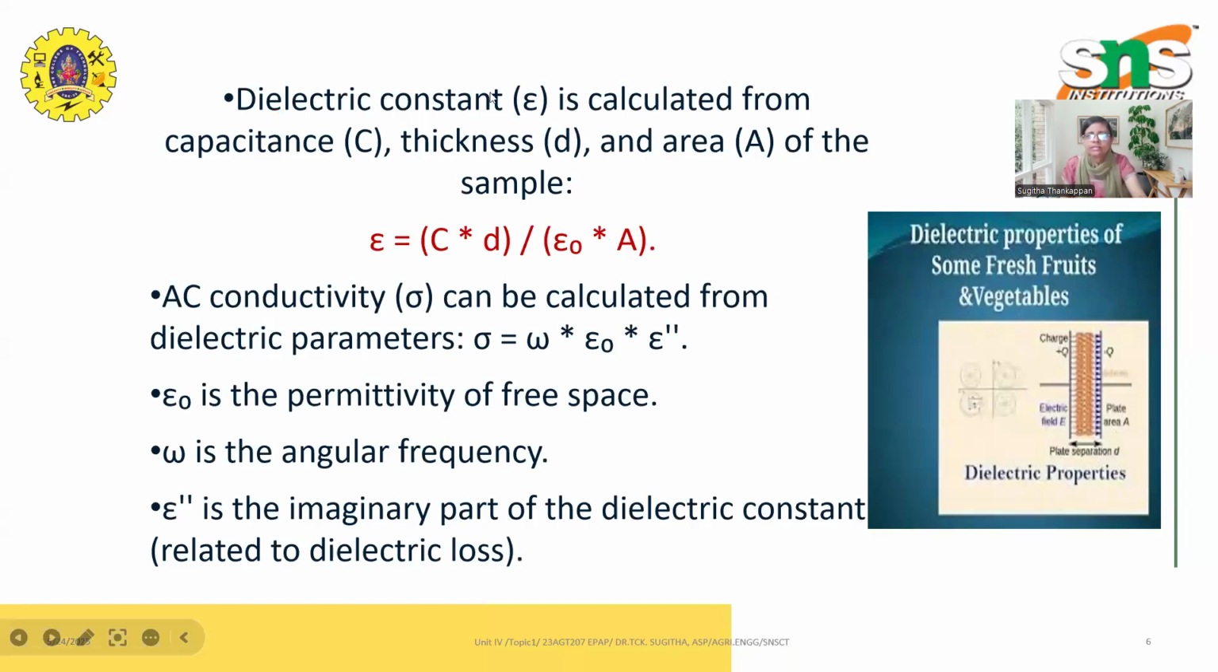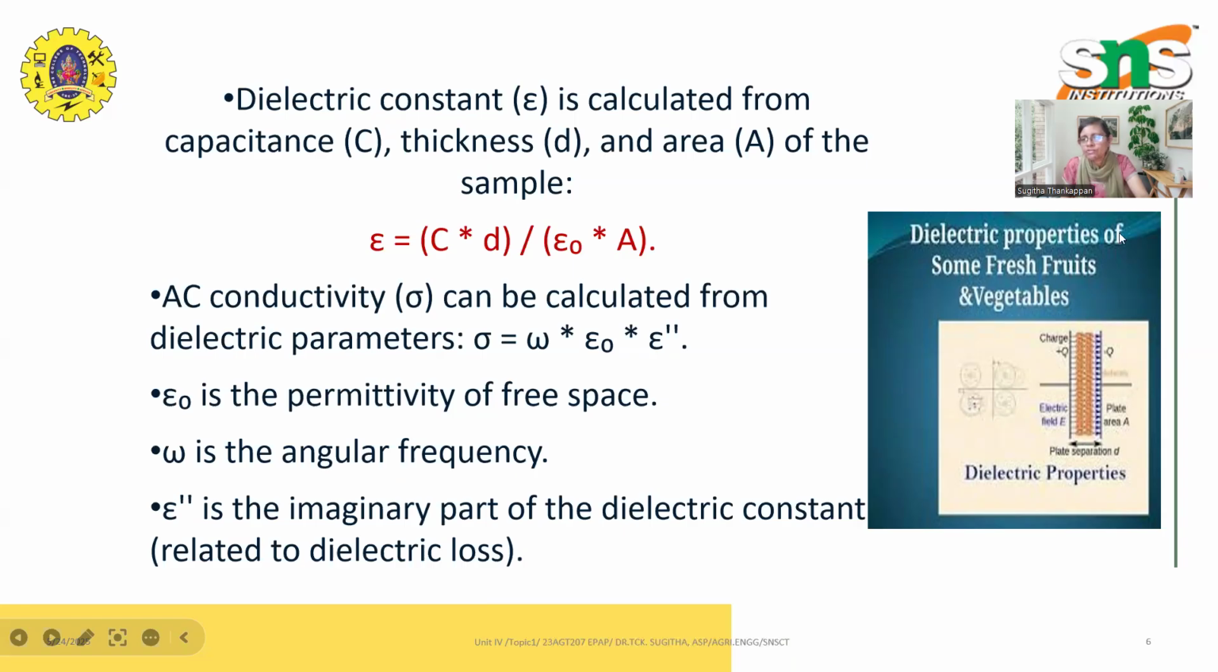Then the dielectric constant is calculated from a formula. Here we need the capacitance as well as the thickness and the area of the sample. So epsilon is equal to C into d divided by epsilon 0 into A. Then the AC conductivity, sigma, can be calculated from the dielectric parameters as omega into epsilon naught into epsilon dash, where epsilon 0 is the permittivity of free space, omega is the angular frequency, and epsilon dash is the imaginary part of the dielectric constant.